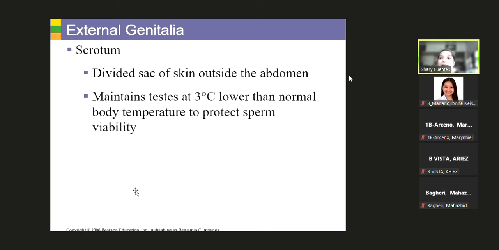sa inner portion ng katawan natin, na sa core temperature natin, mas lalo siyang mainit. So, masisira si sperm doon. So, kailangan niyang magluwag na siya, para malayo siya doon. Kapag malamig naman si panahon, kukulubot na siya, hindi rin maganda sa kanya ang malamig na temperature. So, kukuha siya ng init, magko-contract siya, aakyat siya, didikit siya sa katawan to get more heat. Okay? So, that's how they maintain the temperature in order to protect the sperm viability.